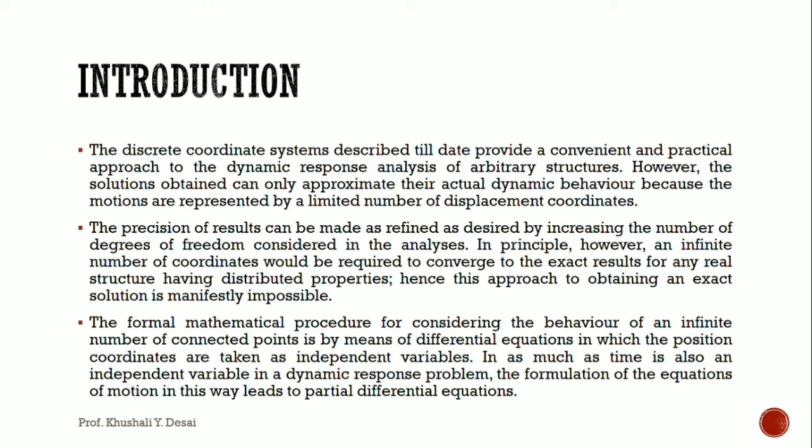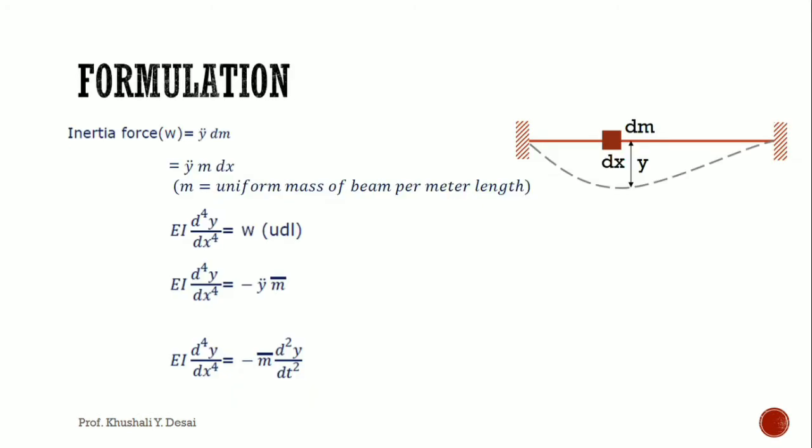Let us understand this with some formulations. Consider a fixed beam. So the inertia force will be given as mass into acceleration. Acceleration is indicated by y double dot. Let small m be the uniform mass of the beam per meter length. So mass in the length of dx will be given as m dx. Now also it is known that the load intensity of UDL will be given as EI d raised to 4 y by dx raised to 4.